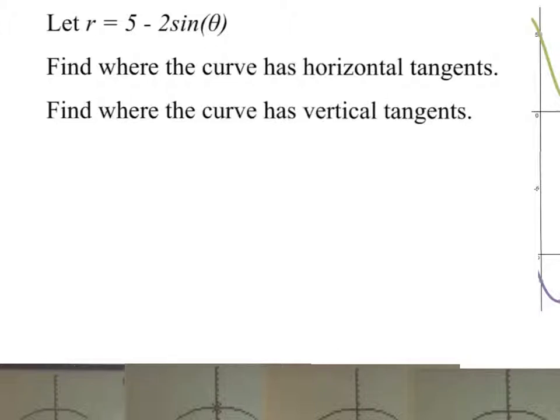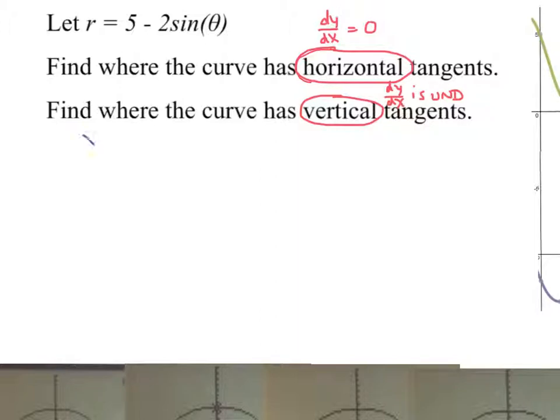Now, horizontal tangents, remember, are always where the derivative is equal to 0. Vertical tangents are where the derivative is undefined. Now, this is one of those situations, if you can remember from when we first started talking about polars, where we're going to have a little bit of work to do, and we're going to actually find dy d theta, the derivative of y with respect to theta, and the derivative of x with respect to theta, and we're going to make that a fraction.